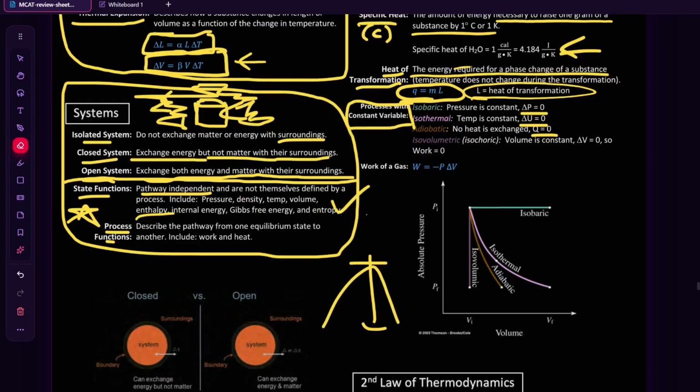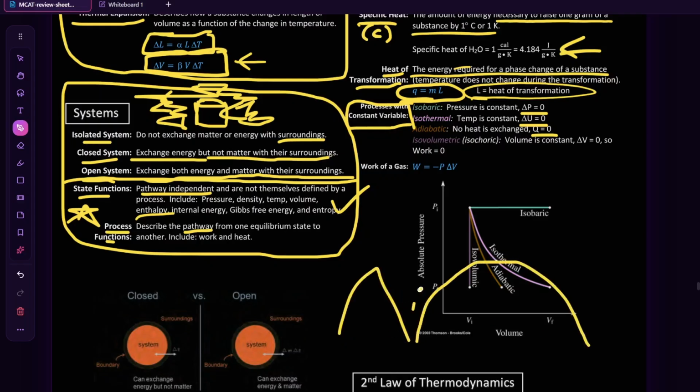So if you don't understand what those mean, this is basically chemistry review, so go back to general chemistry and learn that again. And now process functions: think about the distance that was hiked. How steep was that hill? Was it like that or was it like that? Did you climb this way, or what was the path like? The process functions consider the path from one equilibrium state to another.